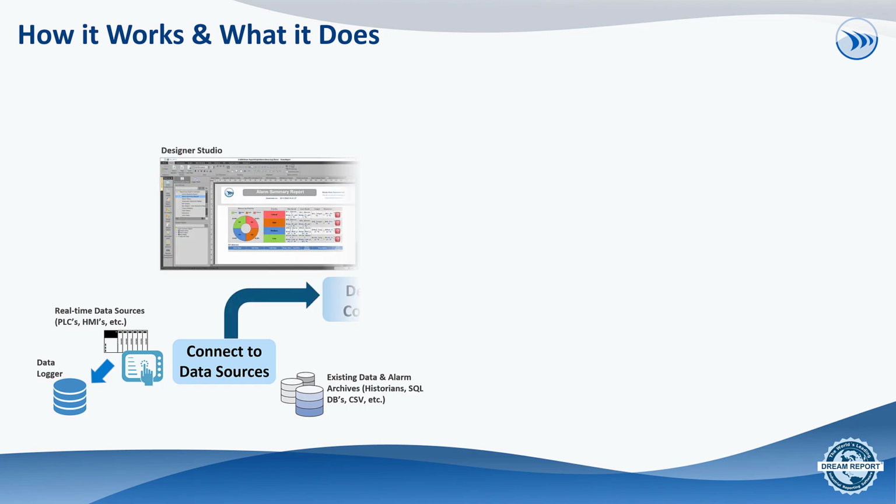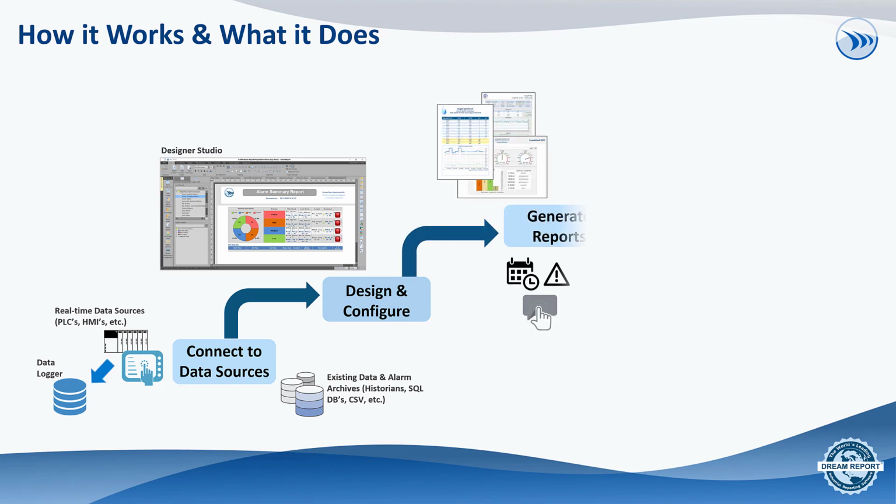Once you've connected to your data sources, then you spend all your time in the Designer Studio where you're going to lay out and design and configure your reports. Then for each report, you tell Dream Report how you want to generate those reports. It could be automated, and if automated, you could schedule a report, run it at the end of every shift, daily, weekly, every hour, last day of every month, up to you what schedules you want to associate with a report. Another way to automate report generation is a report triggered on an event or reporting on exception.